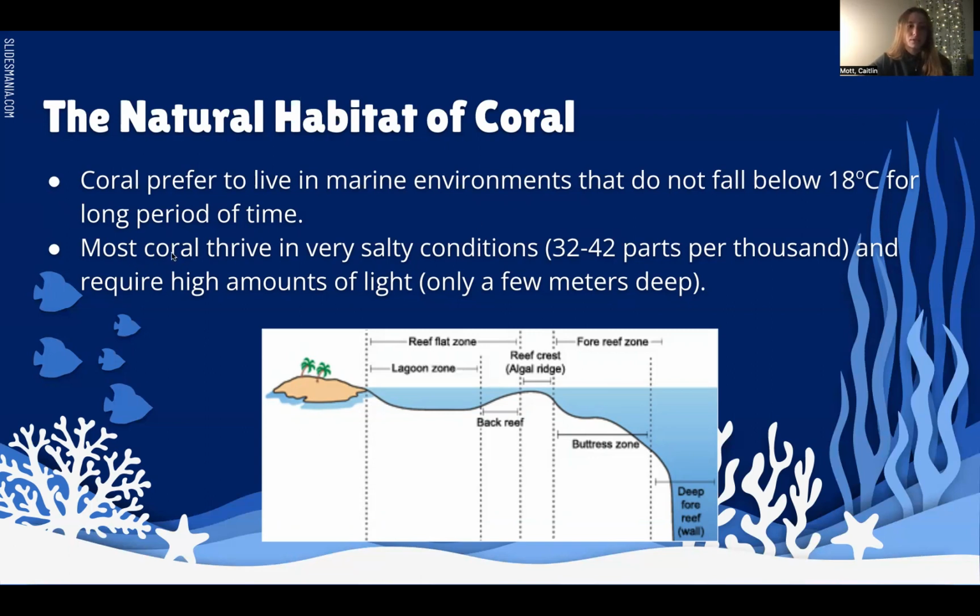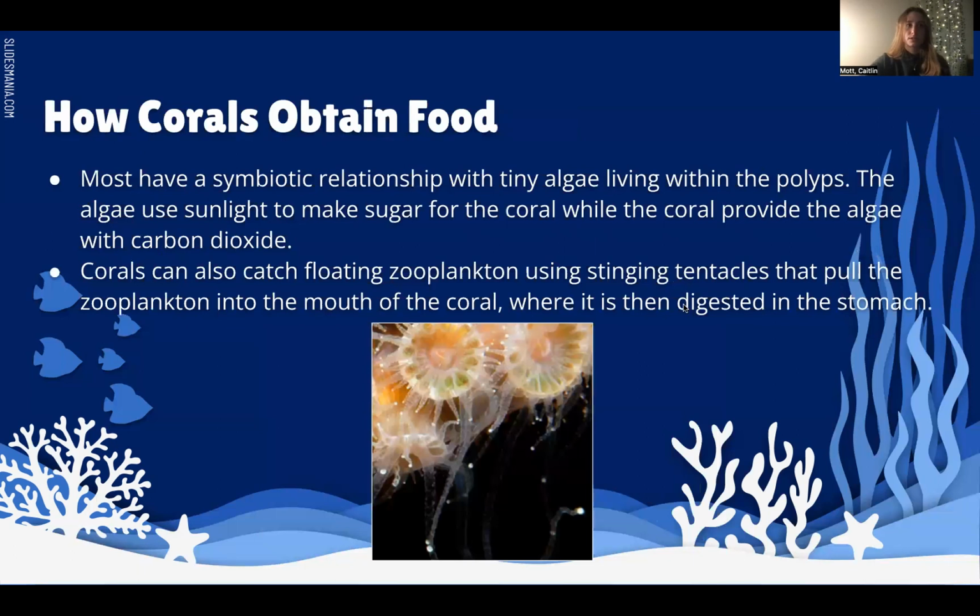And then most coral actually thrive in very salty conditions, which is going to be 32 to 42 parts per thousand. And they require high amounts of light. So typically you're going to see them in more shallow regions of water. So like you're going to be more throughout here. You can see them as it starts to dip off and become deeper. However, it's just going to be more sparse, typically due to the sunlight.